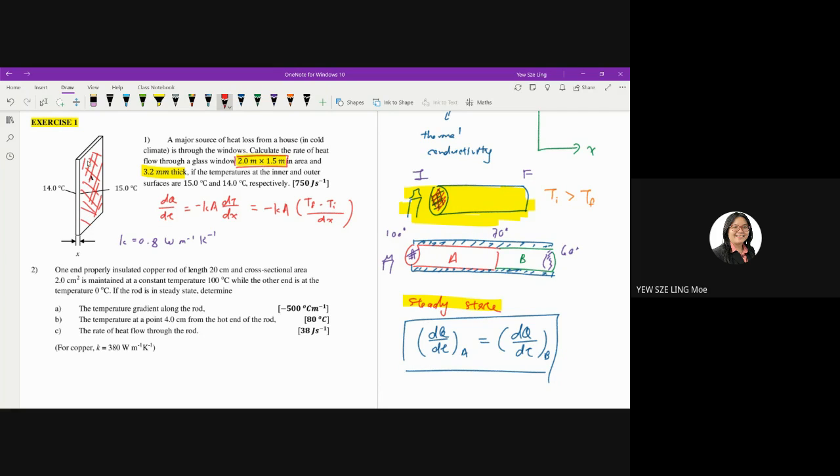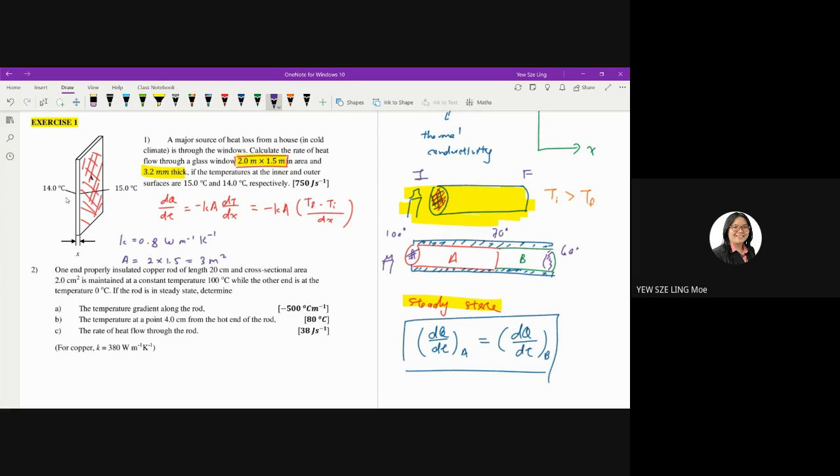Okay, dia ada impact yang direct dari heat. Heat dia kena terus pada surface area ini, dia bukan kena pada thickness. So we call this one cross-sectional area. So cross-sectional area given is 2 times 1.5. So A is equal to 2 times 1.5, which is equal to 3 meter square. So that is our A.